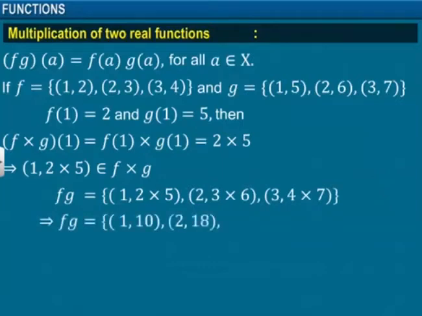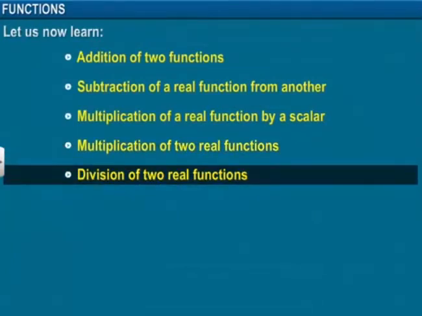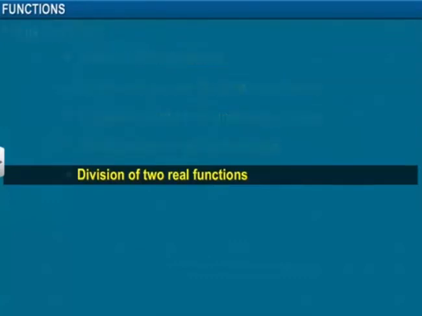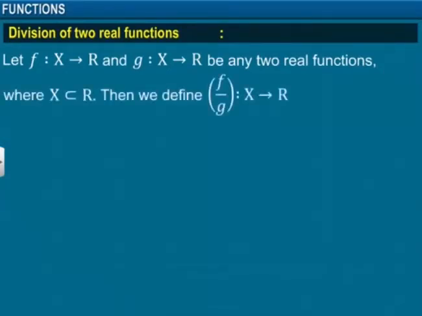Let us now learn how to find the quotient of two real functions. Let f and g be any two real functions from X to R, where X is a subset of R. Then, we define f divided by g from X to R by (f divided by g) of a is equal to f of a divided by g of a, provided g of a is not equal to 0, for all a belonging to X.